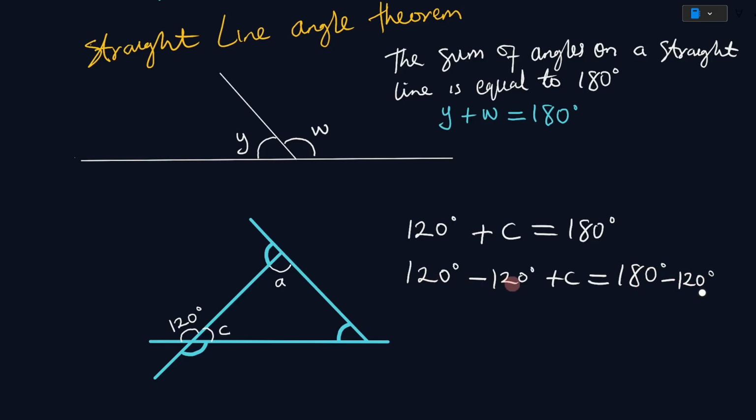120 degrees minus 120 degrees will cancel out and give us 0. That means that our C will be 180 degrees minus 120 degrees, which is 60 degrees. So our C here will now be 60 degrees. Let's substitute. We still have that here is also 60 degrees. That means that this triangle is isosceles since its two base angles are the same.